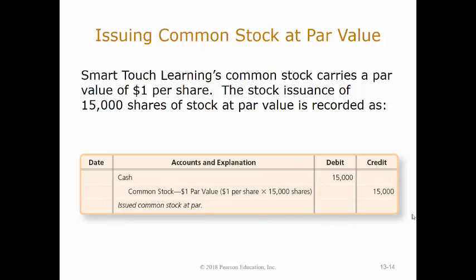So we have but one credit, and it is to our common stock $1 par value account. And you find that amount by taking the par value of the stock and multiplying it by the number of shares issued. So we're issuing at $1 per share, that is the par value, times 15,000 shares, it's 15,000. We would credit common stock $1 par value, which is an equity account, for $15,000 when we issued common stock at par.